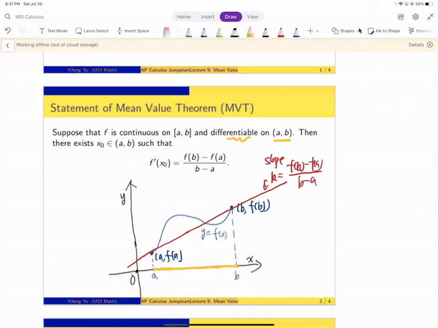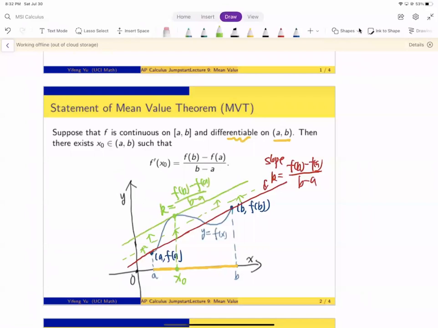All right, now if we move the line up parallelly, intuitively it's kind of clear that at some point, it's going to be tangent to the graph of f. Let's say this point is x0. After we parallelly move it, the line is tangent to the graph of the function at point x0. Now, because it's parallel, the slope is the same as this, which is (f(b) minus f(a)) over (b minus a).